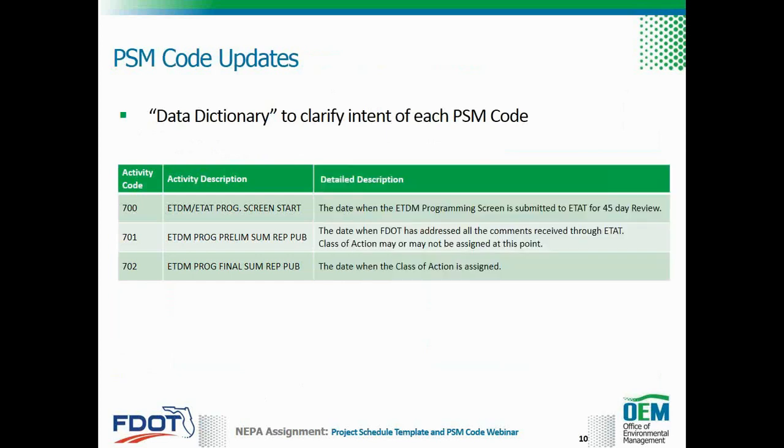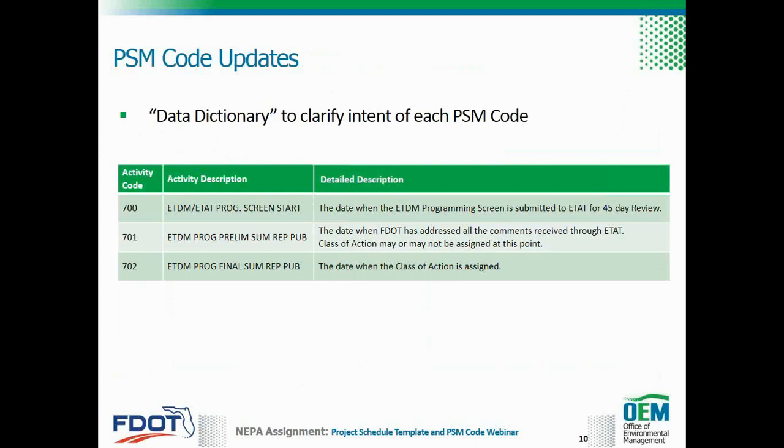Secondly, sometimes it may be unclear on what exactly is the activity referring to. An example is PSM code 701 and 702. 701 refers to ETDM preliminary summary report published date, while code 702 refers to ETDM final summary report published date.